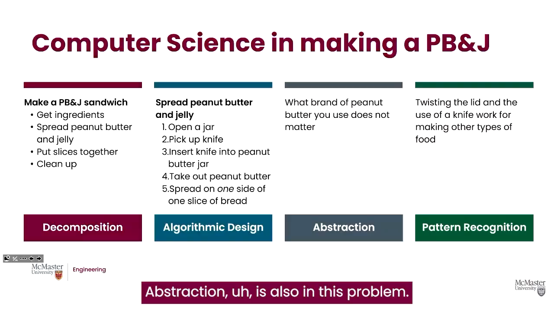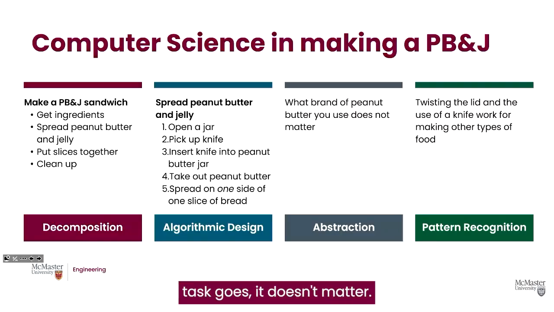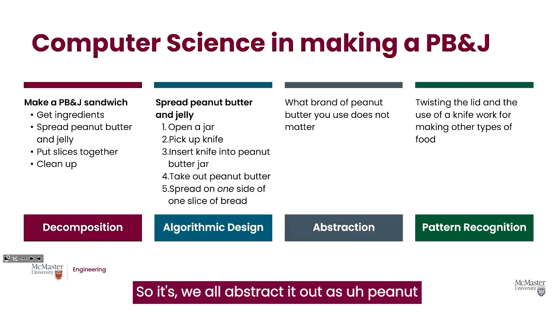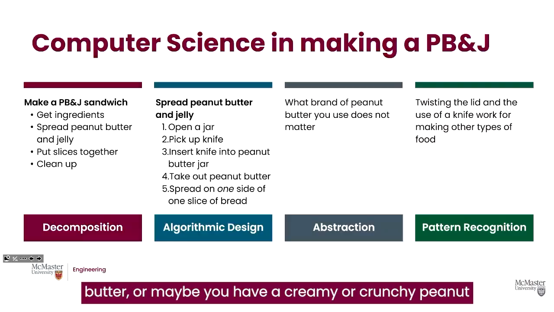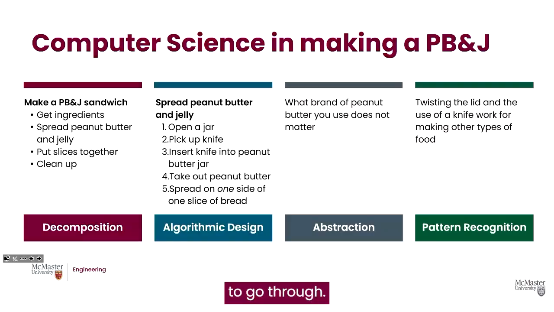Abstraction is also in this problem. You may have multiple jars of different brands of peanut butter in your refrigerator, but as far as this task goes, it doesn't matter. So we abstract them all out as peanut butter. Or maybe you have creamy or crunchy peanut butter, it doesn't matter. It's exactly the same steps the robot has to go through.